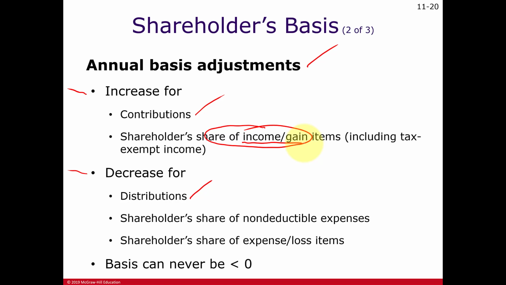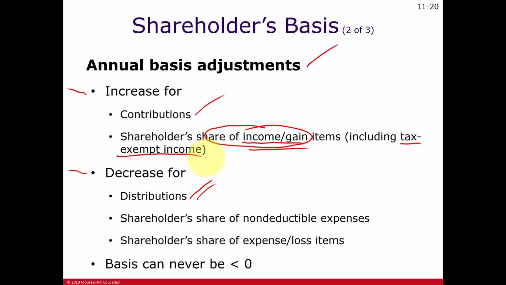Keep in mind, this is different than a distribution being paid to the shareholders. You don't have to distribute out any profits, but the shareholder still has to report and be taxed on his or her share of those profits. Here it says even tax-free income earned by the corporation is going to be credited as a basis increase to that shareholder, even though it's not taxed to the shareholder.